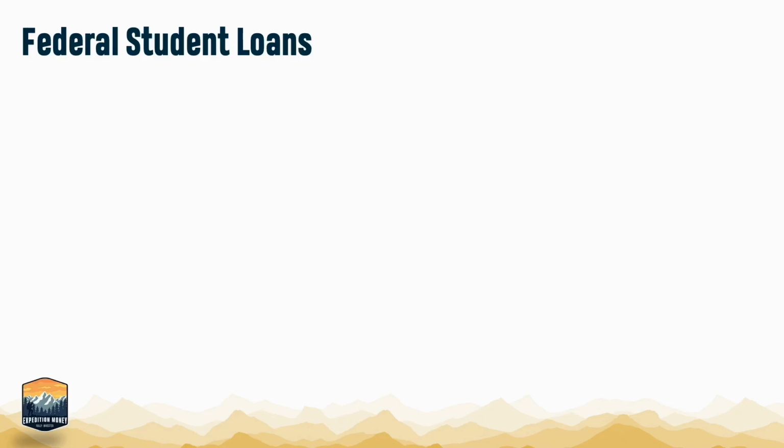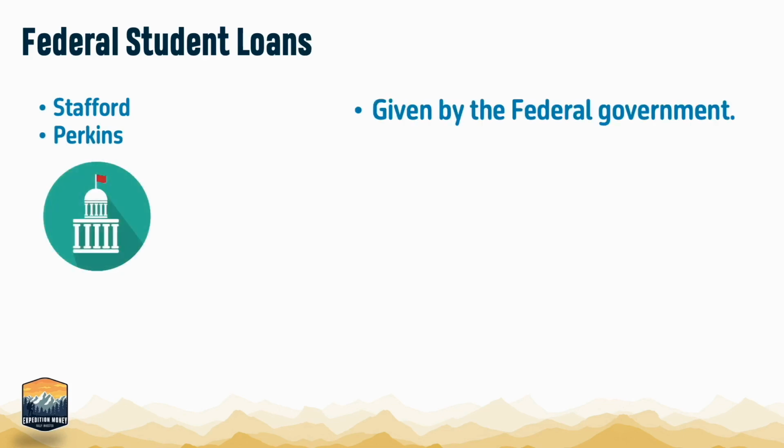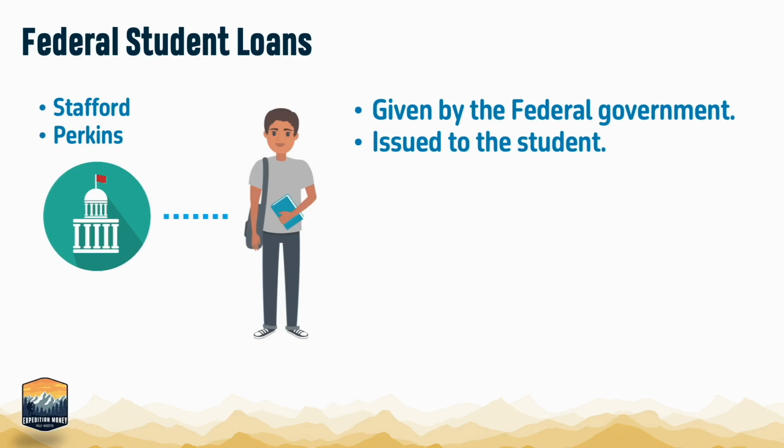Federal student loans are the most popular type of student loan. Perkins and Stafford are two common types of federal loans. Federal student loans are issued by the federal government in the student's name. Some can have a cosigner, but loans are generally the responsibility of the student alone. The amount of the loan is determined by need.